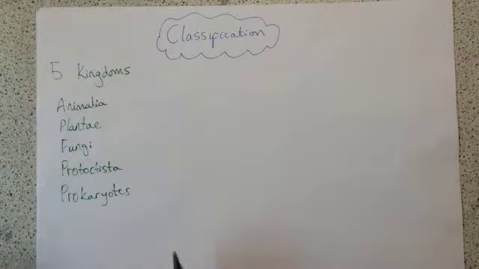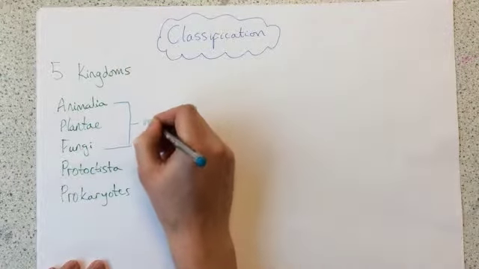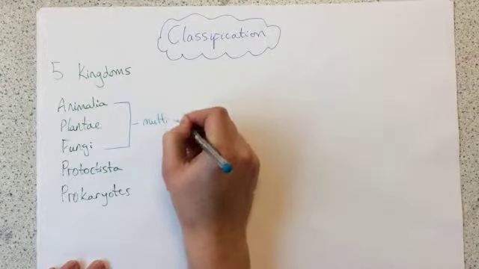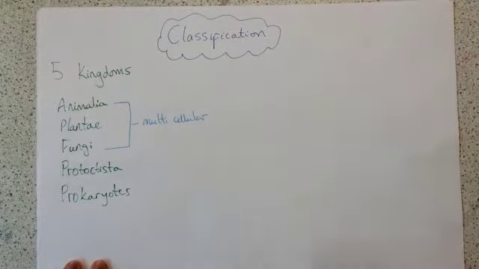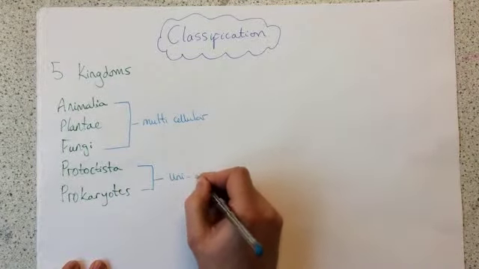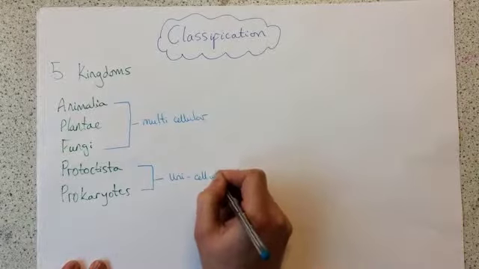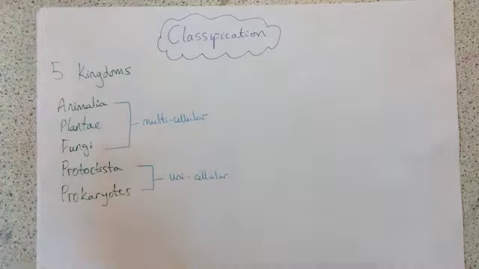So, the first thing you need to know is that these 3 are multicellular. They have many cells. You think an animal, a plant, lots of cells. These 2 are unicellular. They're made of one cell. Let's keep going with this.